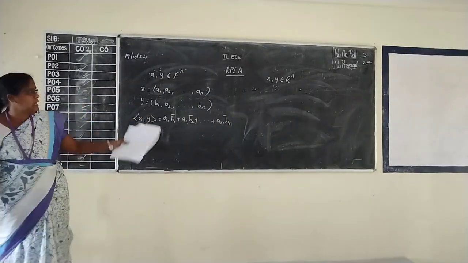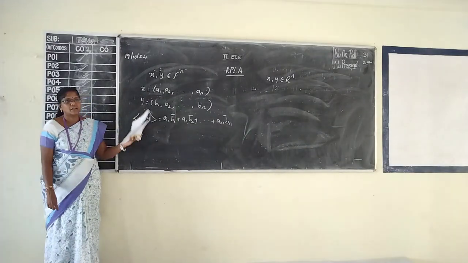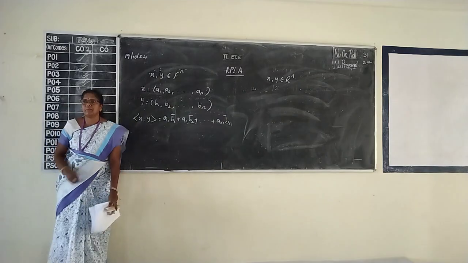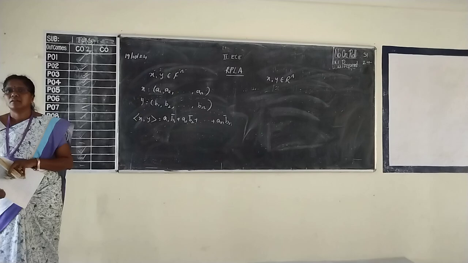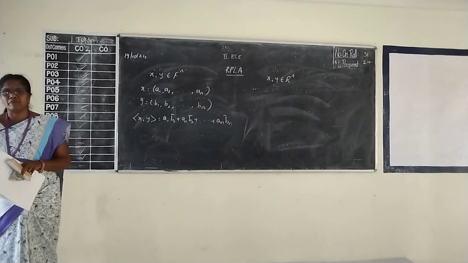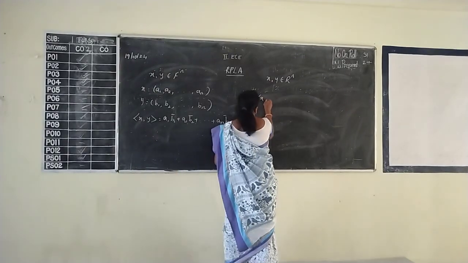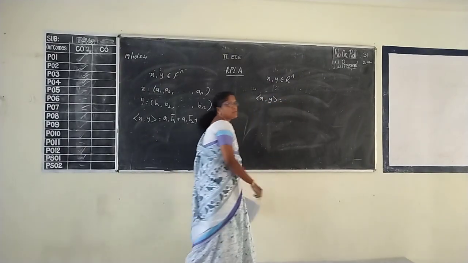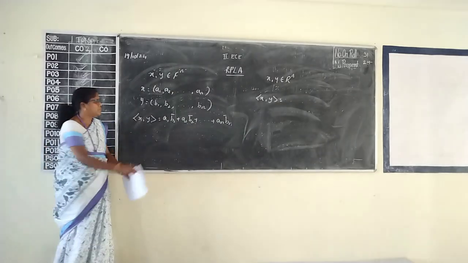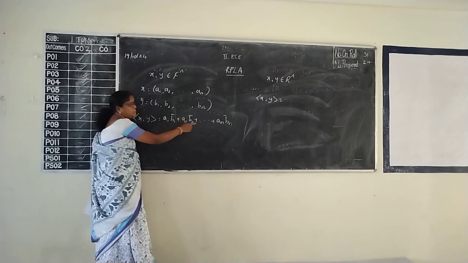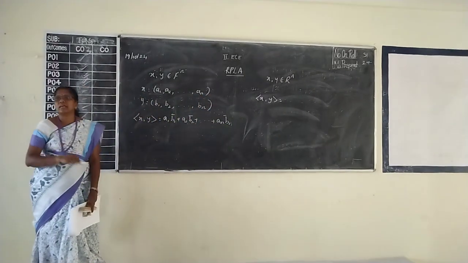Same elements. x is equal to a1, a2, etc., an. y equal to b1, b2, etc., bn. The nature of the elements only will vary, but the form will be the same. Then the inner product of x comma y is equal to, can anyone say what is the inner product? What is the generalized one? a1 b1 bar plus a2 b2 bar, etc., an bn bar.